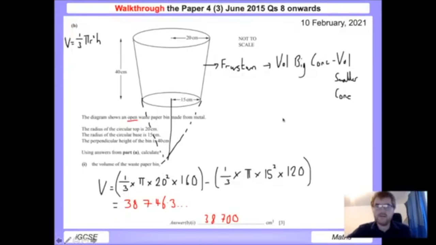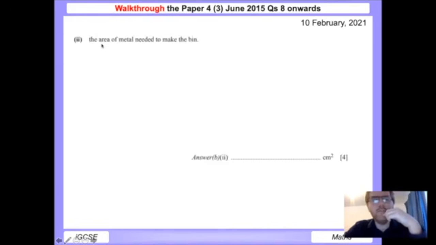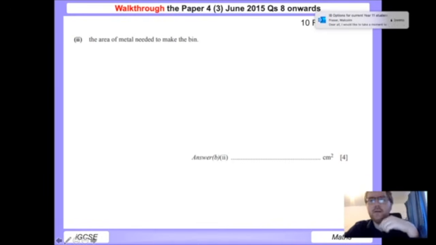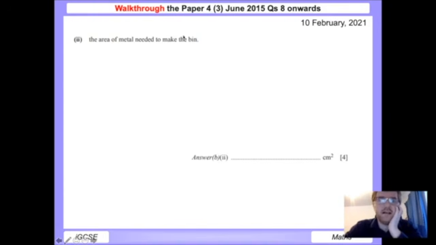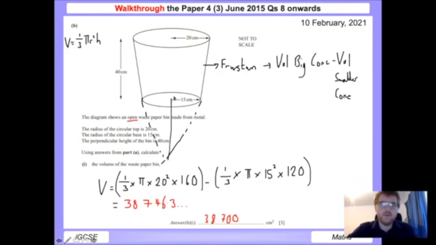Okay, and the very last part, which is the really tricky part, but we just have to think about this quite carefully. Now we need the area of metal needed to make the bin. So we need to think about exactly how we are going to work that out, the area of metal needed to make the bin. Just to remind you, we've got the circle at the bottom that does exist. We've got then the curved surface area, which we'll need to work out as well. And then remember the top is empty, so we don't actually have a circle here.